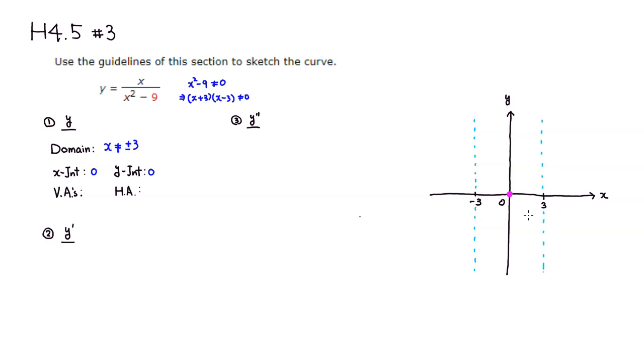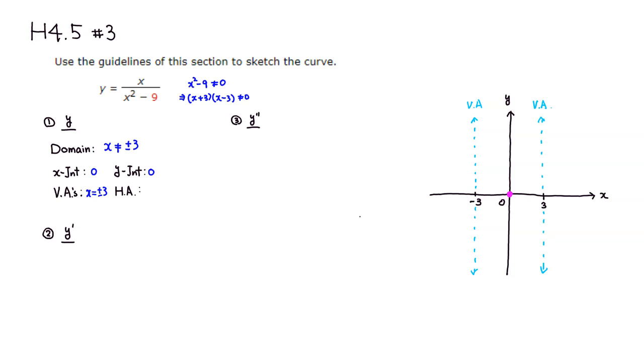Then the vertical asymptotes. You can see that the vertical asymptotes are x equals positive 3 and negative 3. So this guy is the vertical asymptote there, and this is going to be the vertical asymptote there.